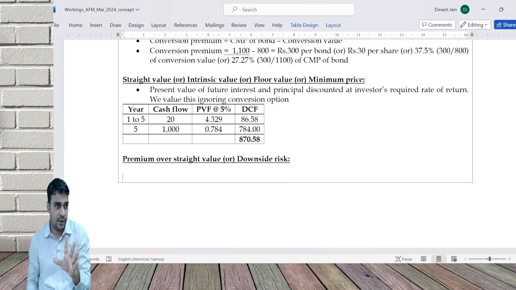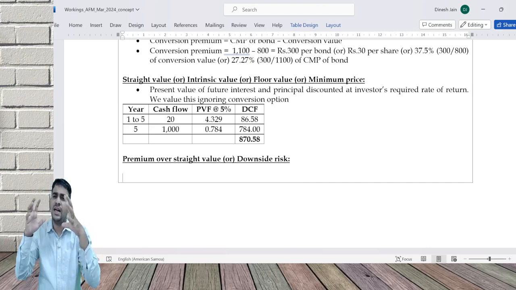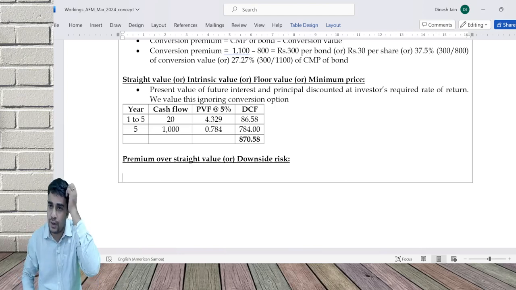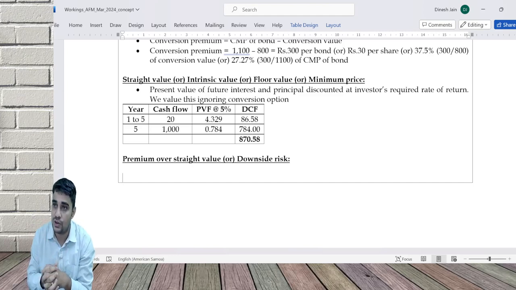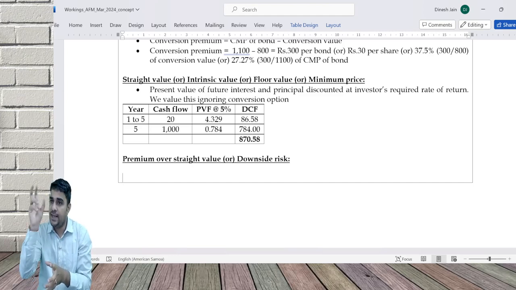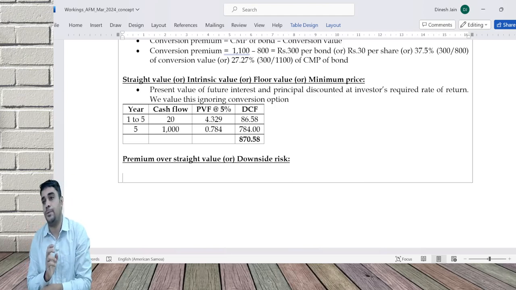The reason is very simple. In future, my share price will go up and I'll get a better valuation. So I was promised this. Assuming suddenly the share price starts crashing down. If share price goes down and conversion is not viable, the bond price from 1100 will crash down to 870 rupees. Why 870? Because that's the real value. The real value of the bond is 870.